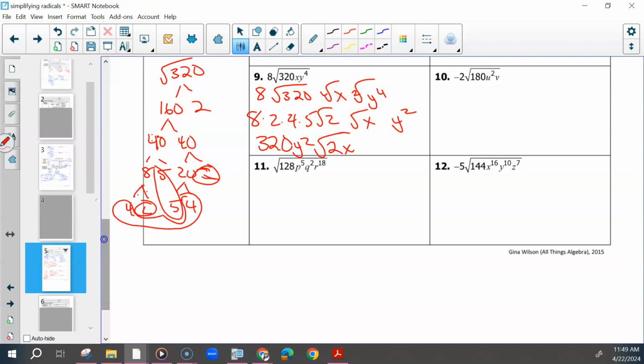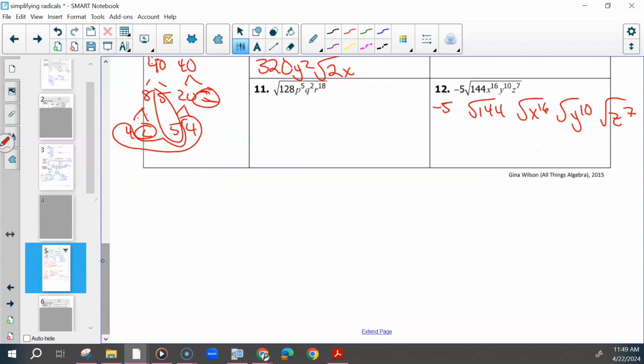Okay. So if I break everything down, rewrite everything. Square root of 144 is 12. 2 goes into 16 how many times? 8 times, so x to the 8th. 2 goes into 10 how many times? 5, so y to the 5th. And 2 goes into 7 how many times? 3. Correct.